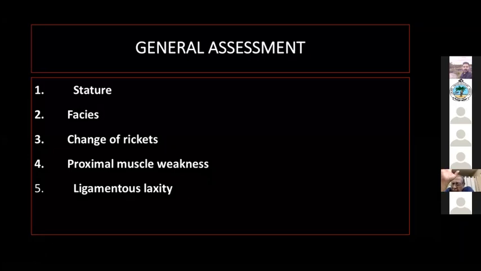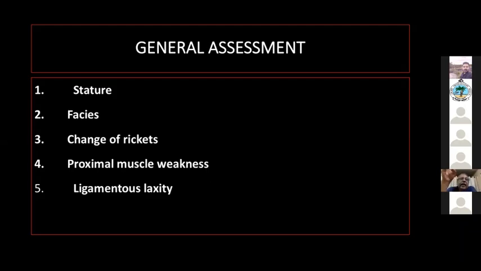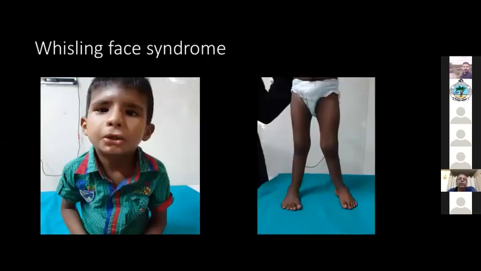Anthropometric measurement is very important: the height of the child, upper segment, lower segment, height and span. This you should know. Second is the facies. Just say dysmorphic facies rather than describing the facies, because it is very difficult at your level to identify each of them. Then changes of rickets we have already mentioned. Proximal muscle weakness indicates a vitamin D deficiency. And for ligamentous laxity, you do the Beighton score.